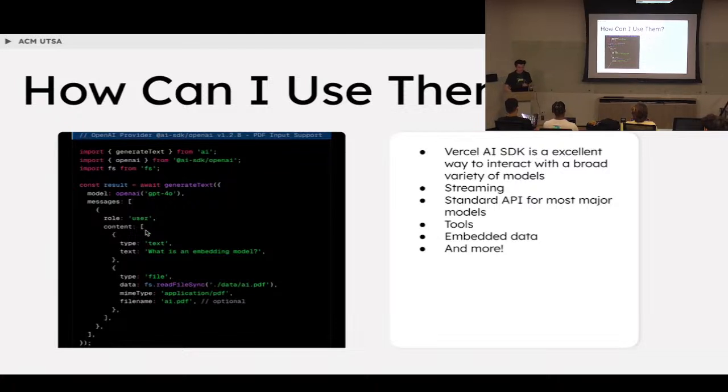And then we also have some content that goes with that message. The type of the content is text, and we also attach a file called ai.pdf that the API is able to process and use as information in that response. But the Vercel AI SDK makes a ton of this stuff way easier. It handles things like streaming for you.